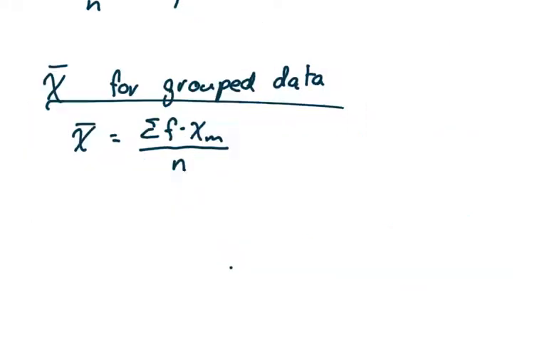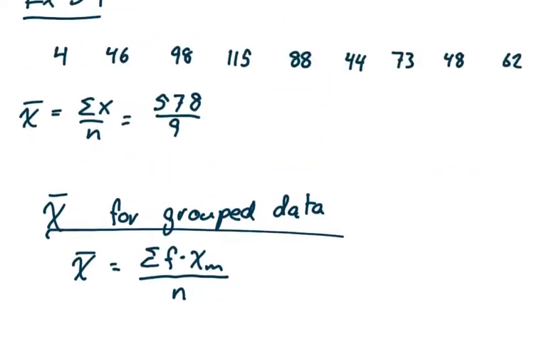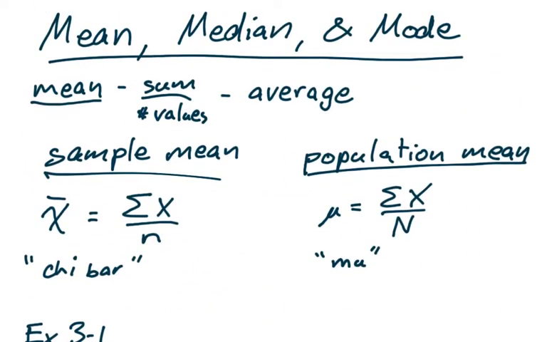So we will now discuss the three major methods for determining the center of our data set. We have the mean, the median, and the mode. We'll also say a few words about the mid-range, but we'll leave that until the end.